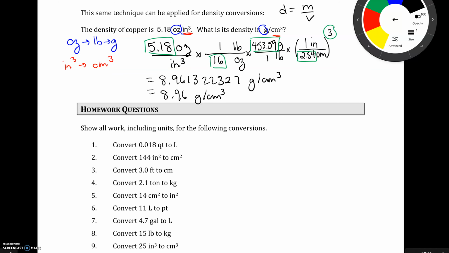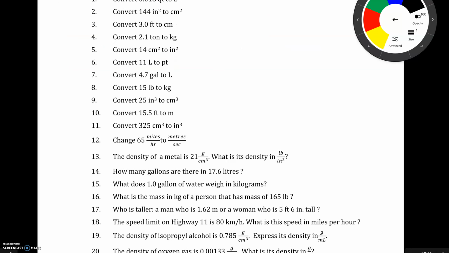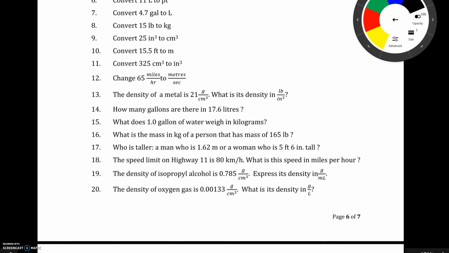Okay, so check that out. Try out the following homework problems. There's lots for you to work through. I think there's 25 questions in total.